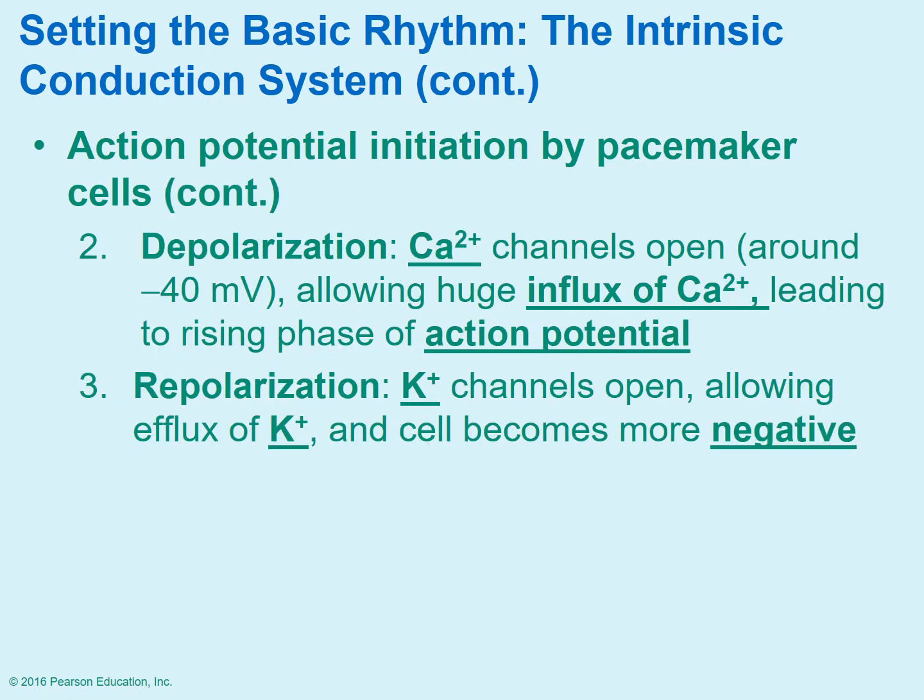This is when the calcium channels open. This can be about negative 40 millivolts. Once those calcium channels open, you have a huge influx of calcium that's going to lead to the action potential. You have all this plus charge moving in. And then repolarization is when the potassium channels open, and that is allowing, remember, potassium is usually higher inside the cell, so it's going to flow out. So that positive charge is flowing out, returning the cell to become more negative.